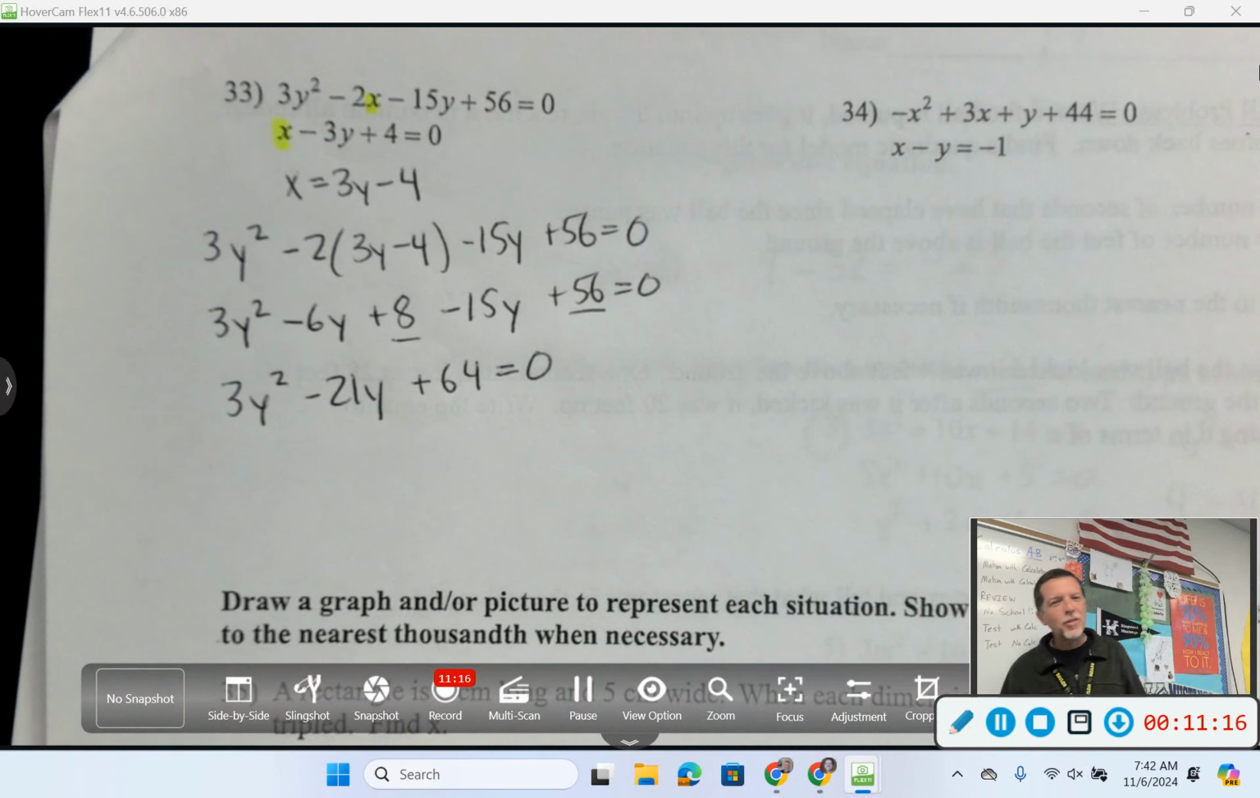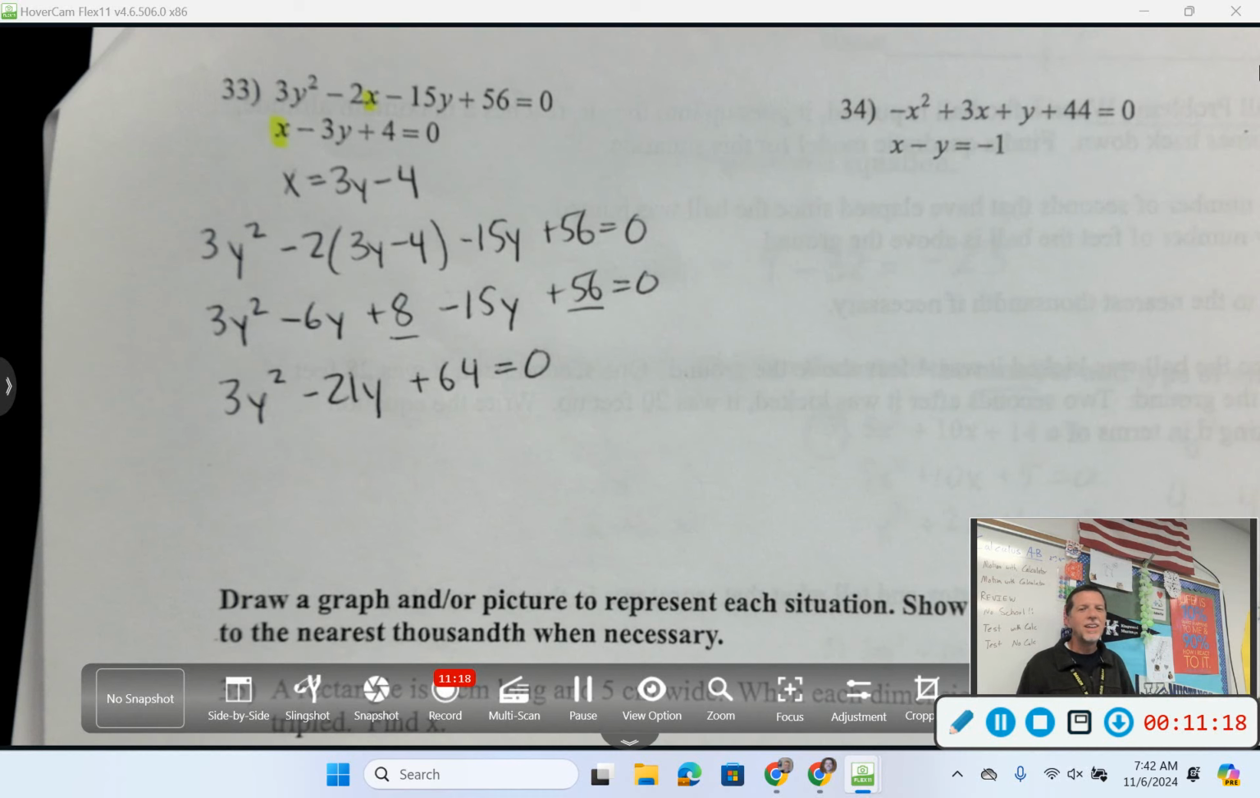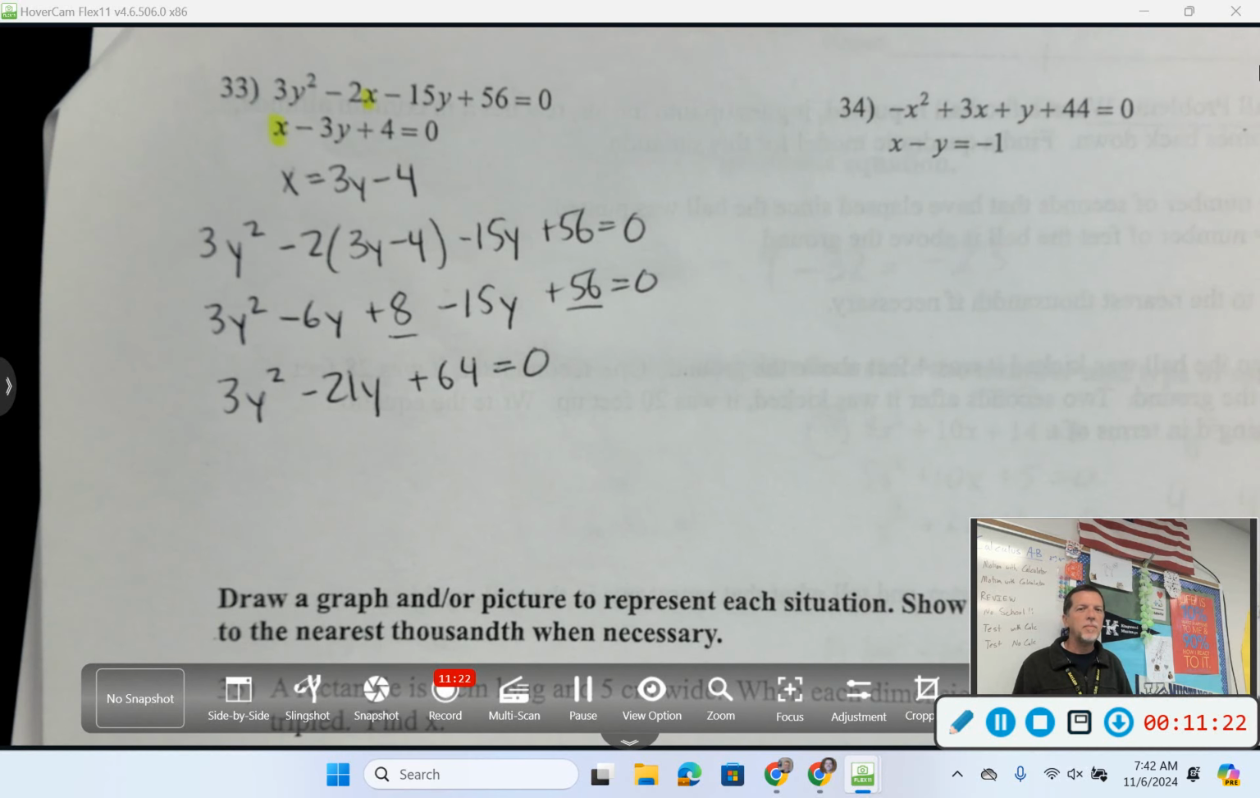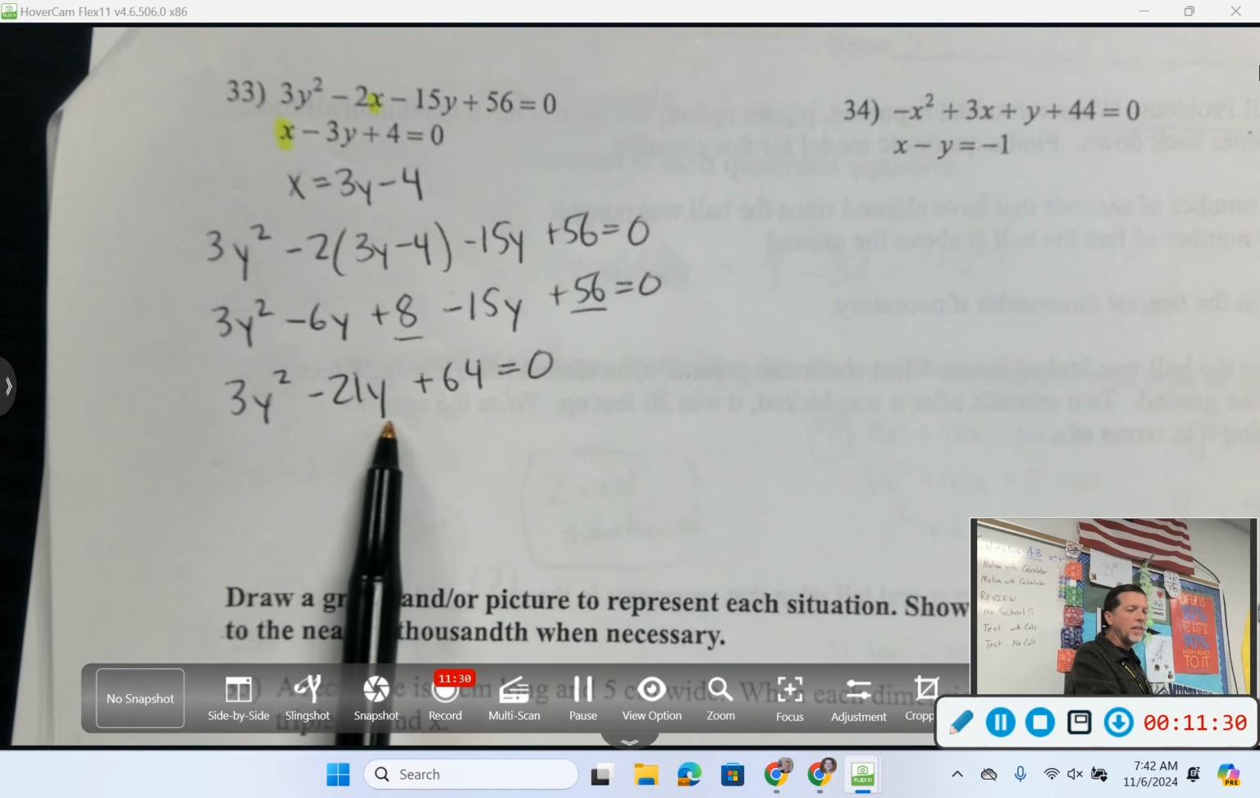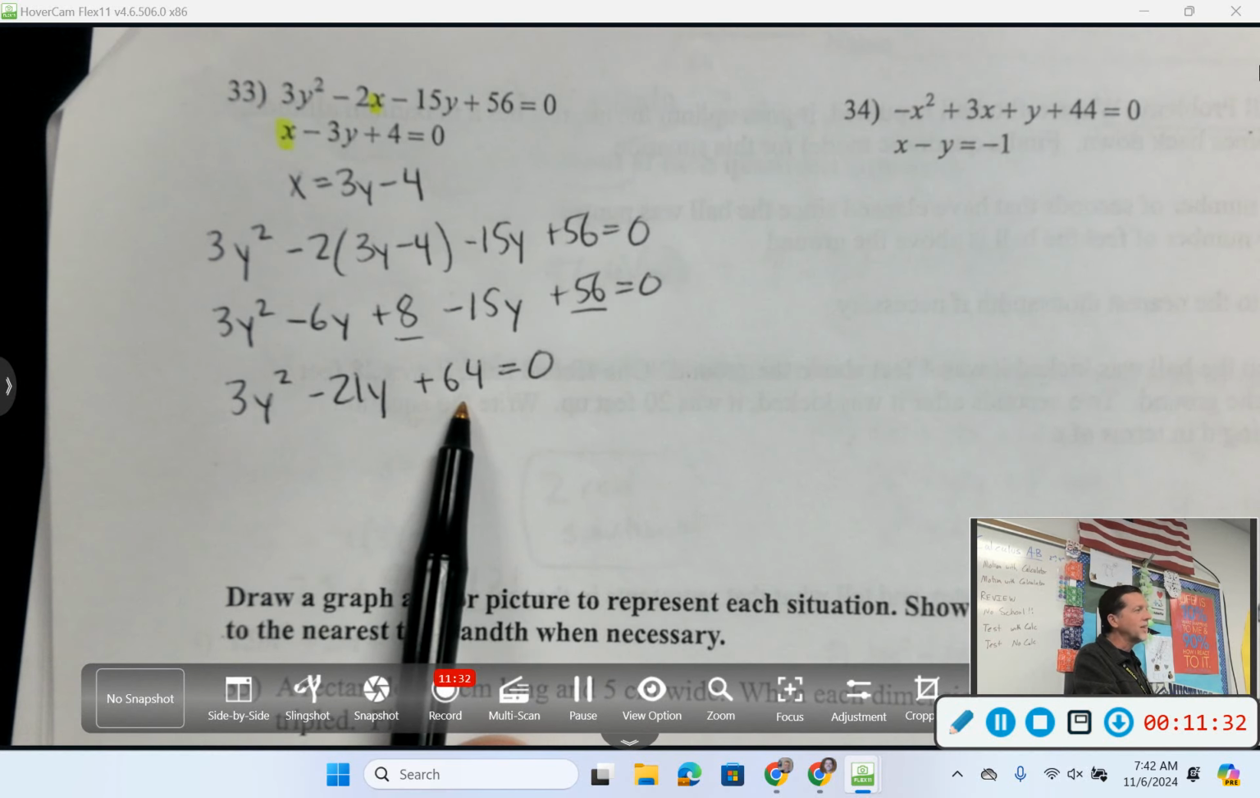64 is not divisible by 3. Wait, right? Can't we just do the thing where we factor out the 3 but leave the 64 aside? Oh, you're talking about the method of completing the square. Yes, you could do that. Because then if you take the square root, it's going to have to be a decimal.